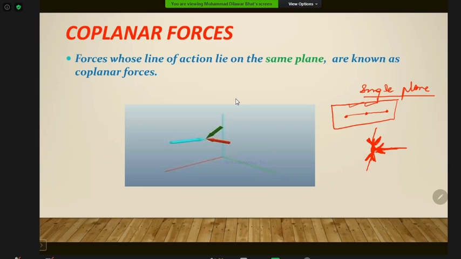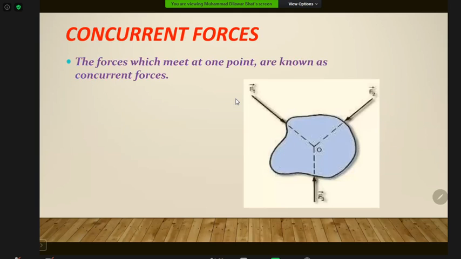Now, secondly, firstly, it was what? Coplanar, that means in a single plane. And then we have another type of system of force, which is concurrent force. Concurrent means that all forces are actually meeting at a single point. Same as I have told you earlier. But in the previous case, we discussed coplanar. That means in one plane.